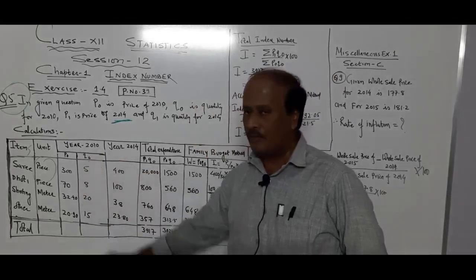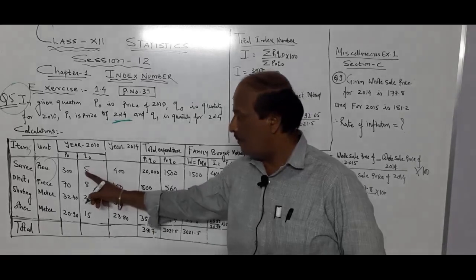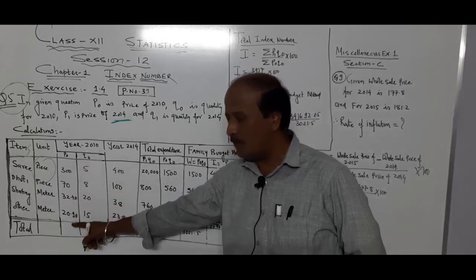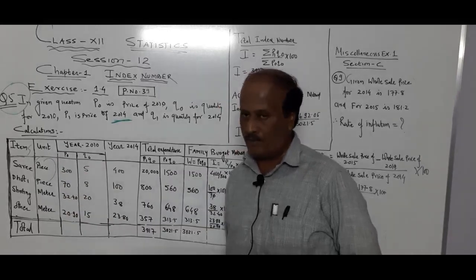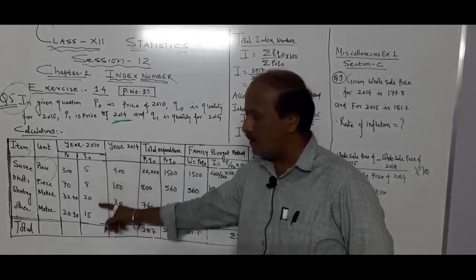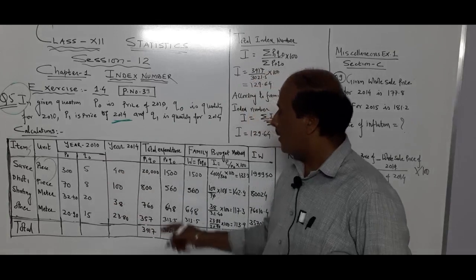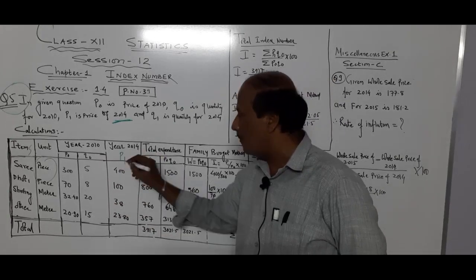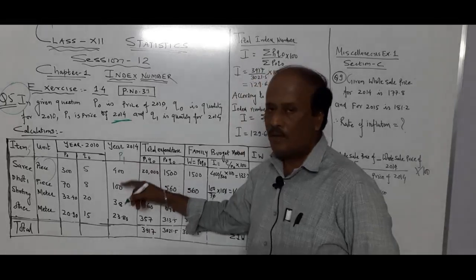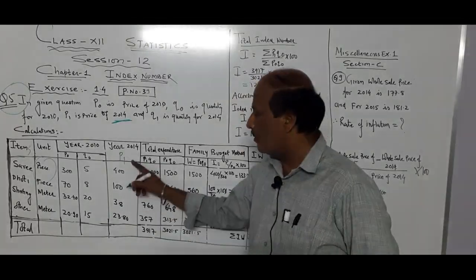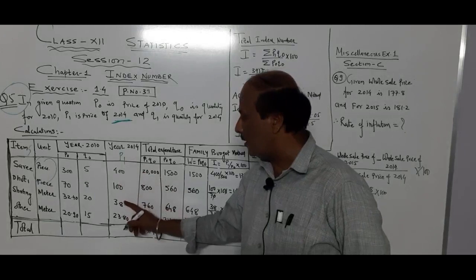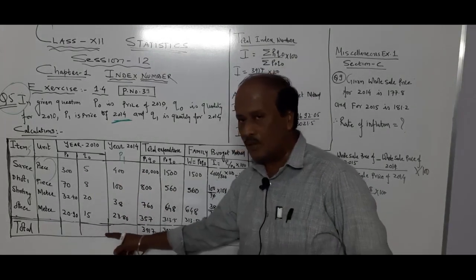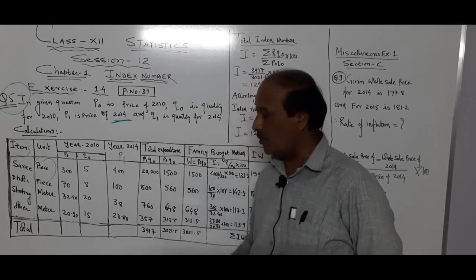P0 and Q0 are given in the question. Just note it down. P0 is 300, 70, 32.50, 20.90 for different items. Similarly, Q0 quantities are also given. Then year 2014, this is P1. P1 is given and Q1 is not required. So P1 is 400, 138, 23.80. And the last horizontal row is for finding the total.